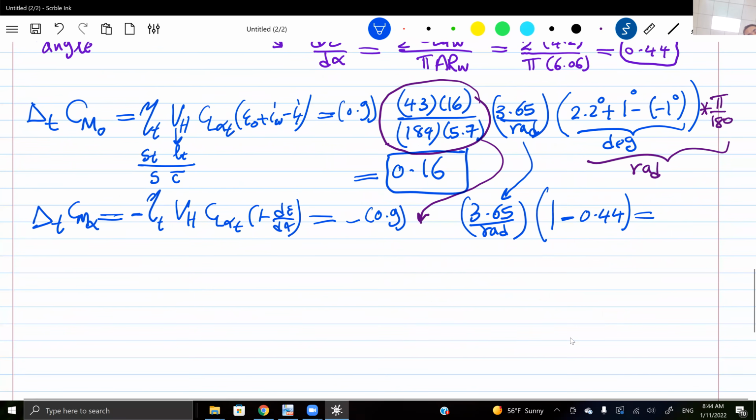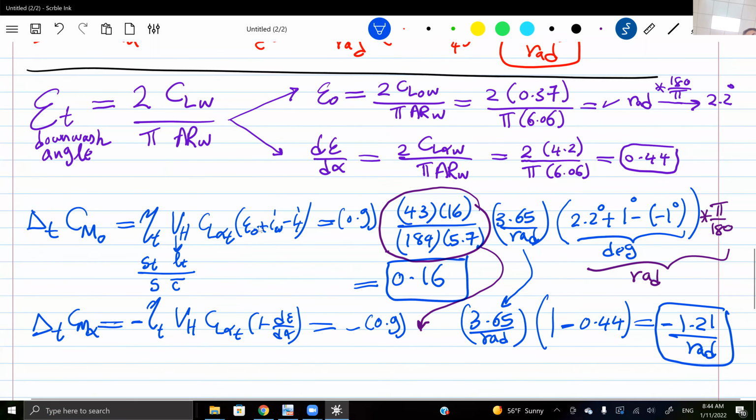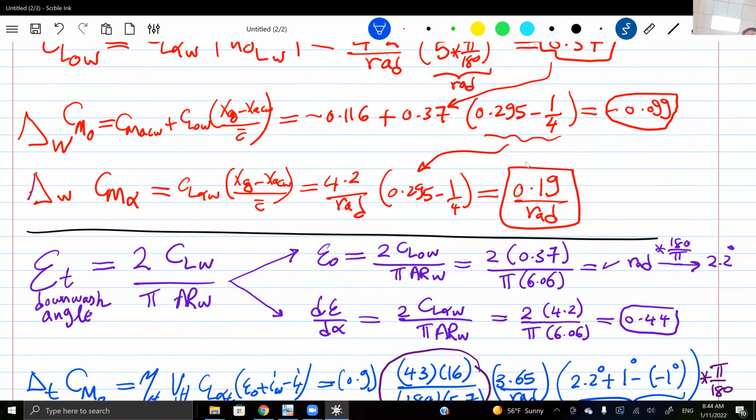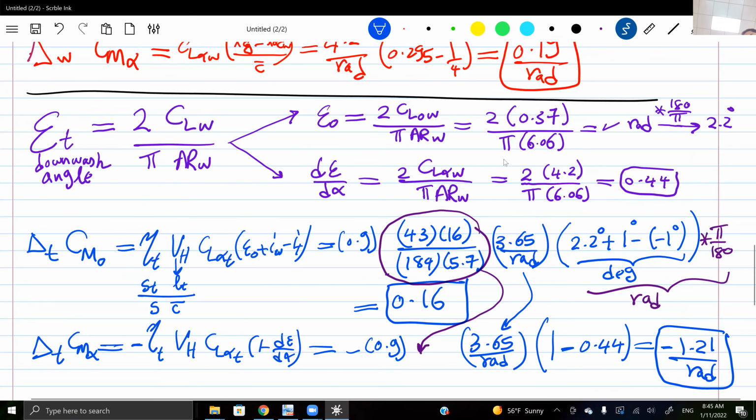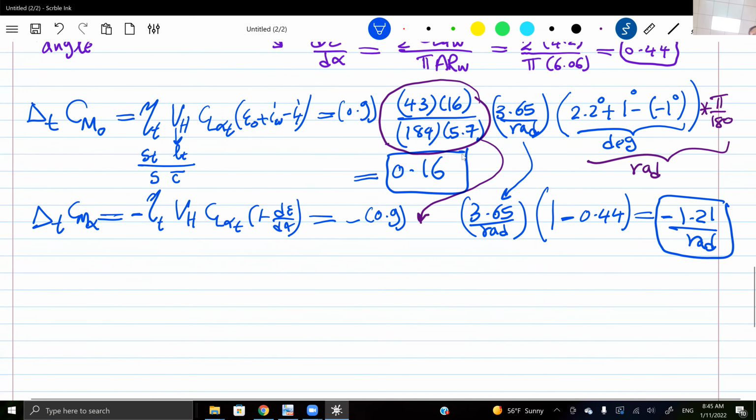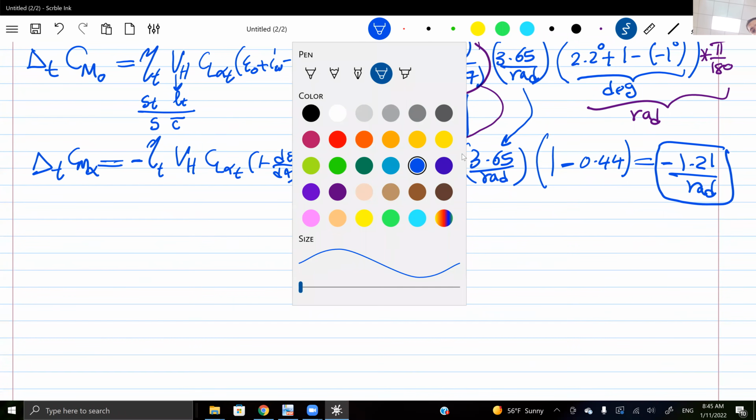So the result is, do you expect a positive number or a negative number here? Negative. Exactly, so this is negative 1.21 and it's per radians. We want CM alpha for the entire airplane to be negative for stability. And the wing was providing a positive contribution, so it's destabilizing. This is 0.19. The tail is providing stabilizing, and it's large enough to outweigh the wing contribution. So we got the four numbers.